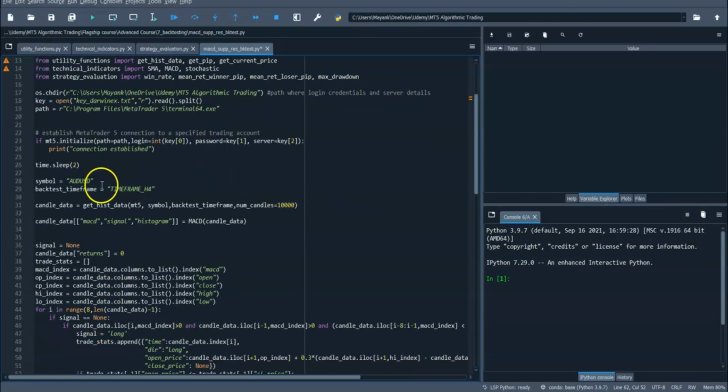Okay, now let us start. The code flow is going to be the same. We'll choose a symbol and a backtesting time frame. Then based on that, we will get the candle data. And the candle data will have only open, high, low, and close.